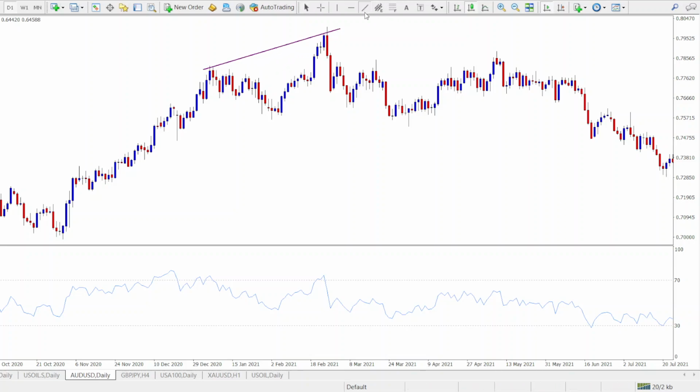You can see we have higher highs here, and right about the same level, we have lower highs.